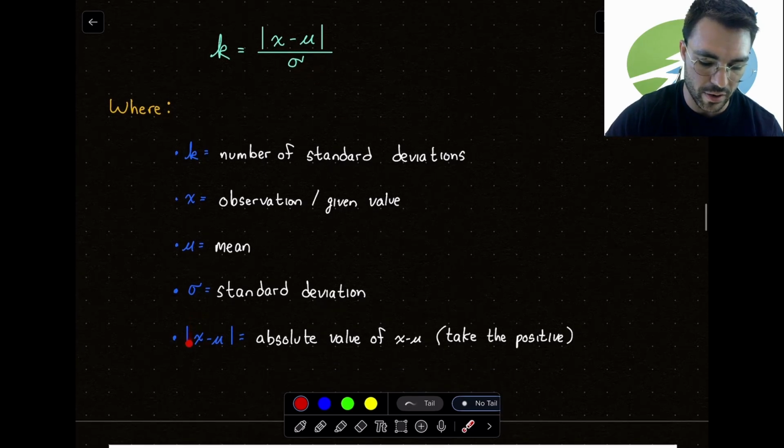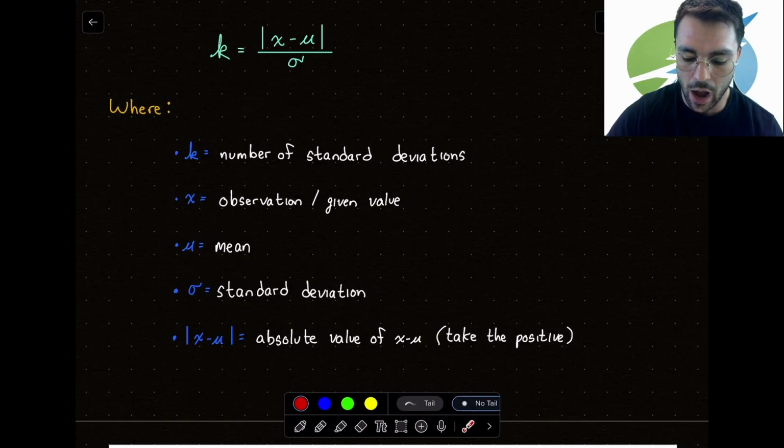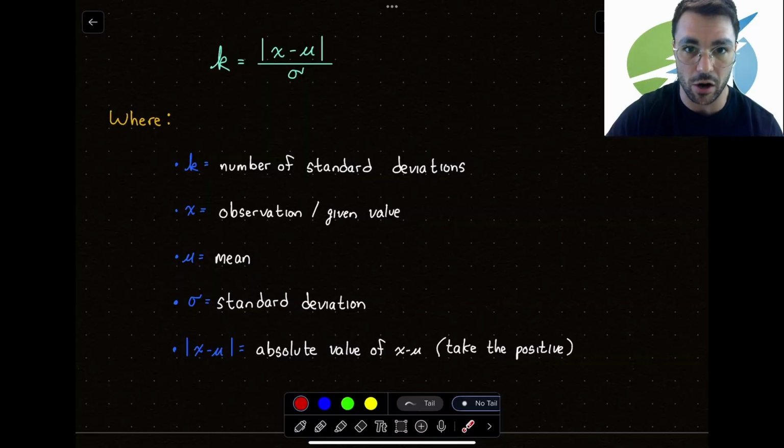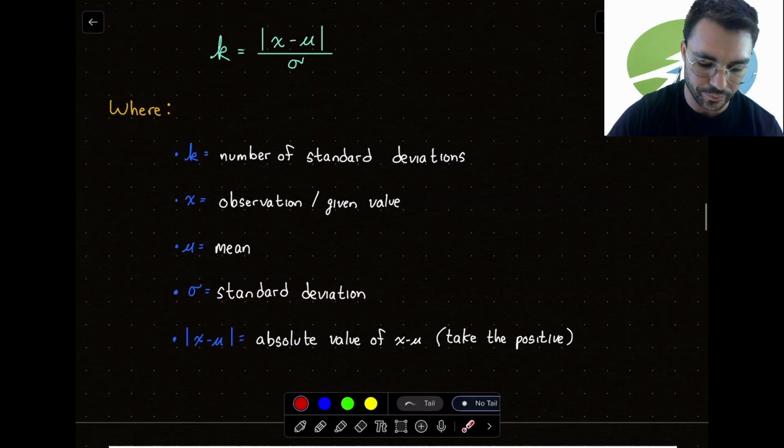And I just made a note here, not so much the x minus mu part, but these lines, if you're not familiar with them. When we put lines around values, that's our absolute value, which just means take the positive of it. Sometimes we'll get a negative. We need to only work with the positive. Okay. And I want to make it crystal clear the difference between k and sigma. K is the number of standard deviations we have, whereas sigma is just simply our standard deviation. Okay.